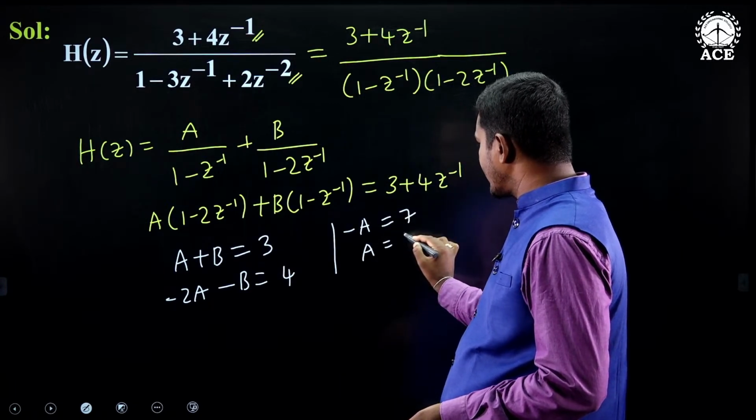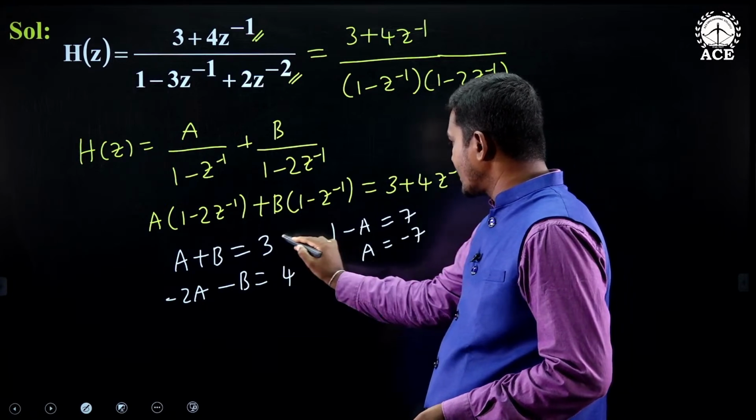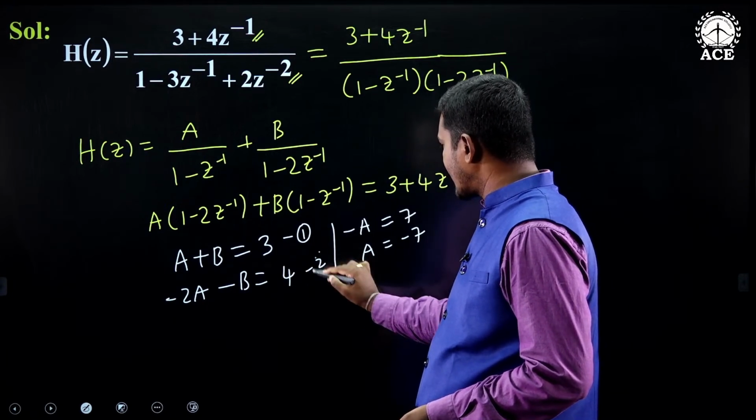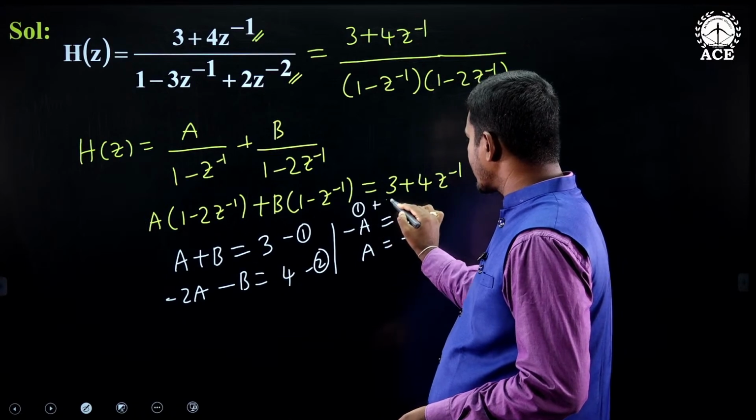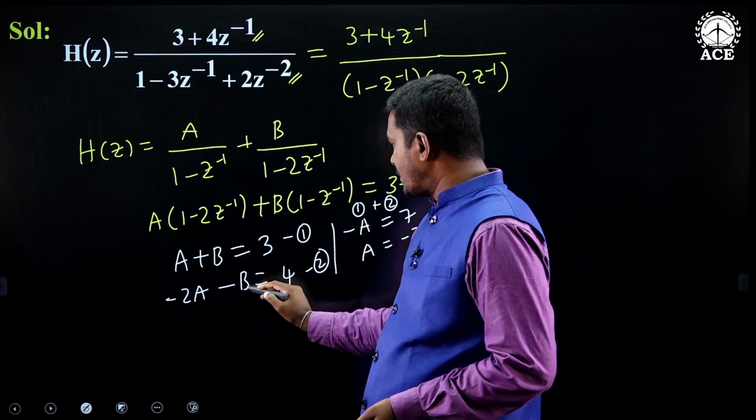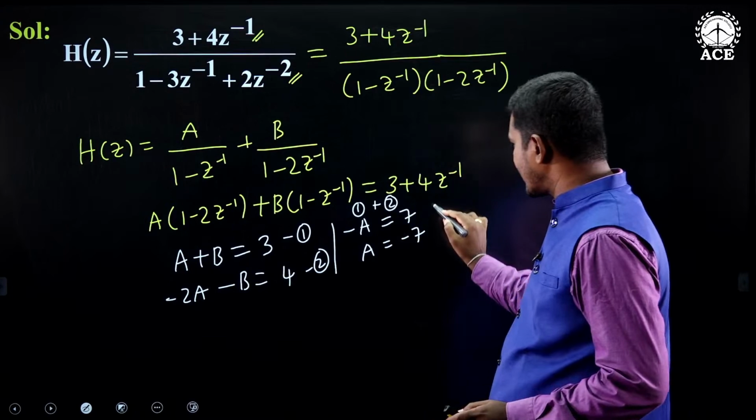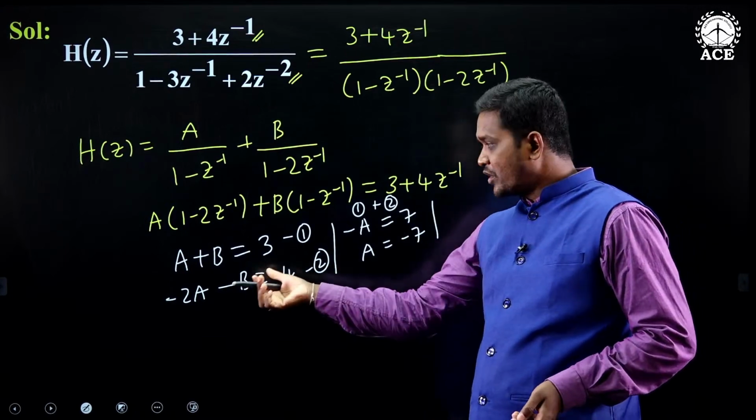Then A is how much here? Minus 7. What am I doing? This is the first equation, this is the second equation. I am adding equation 1 plus equation 2. Then B gets cancelled: minus A equals 7. Simple problems, simple equations are there.